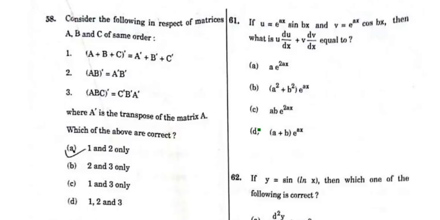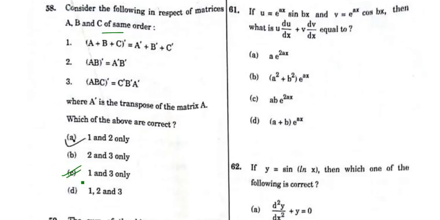Now go for the 58th question. Consider the following in respect of matrices A, B and C of the same order. So the right answer will be C by property. Statements 1 and 3 are correct. So C option is right.